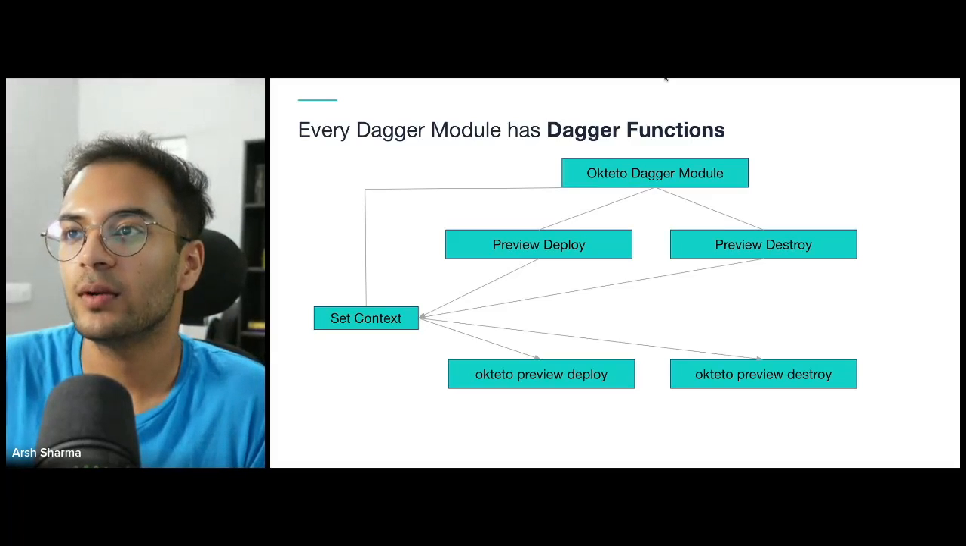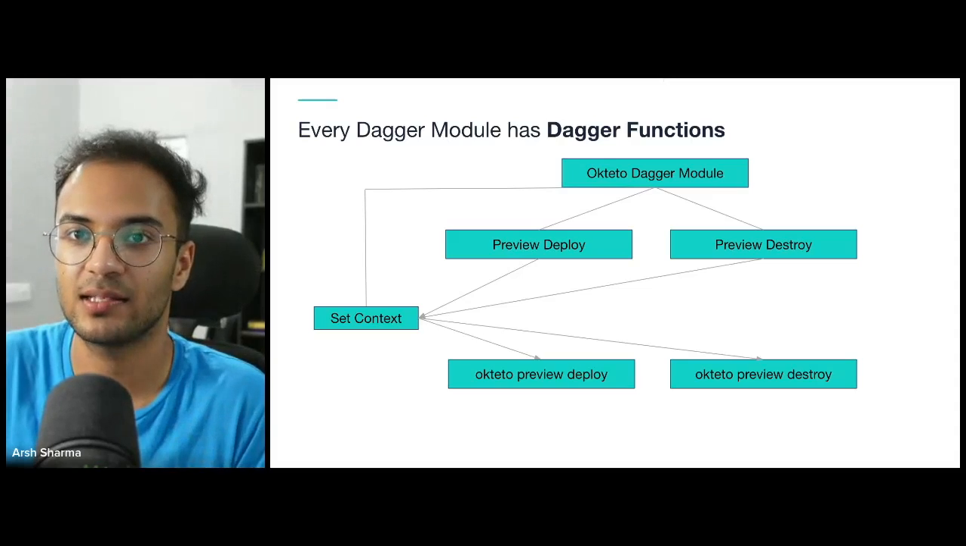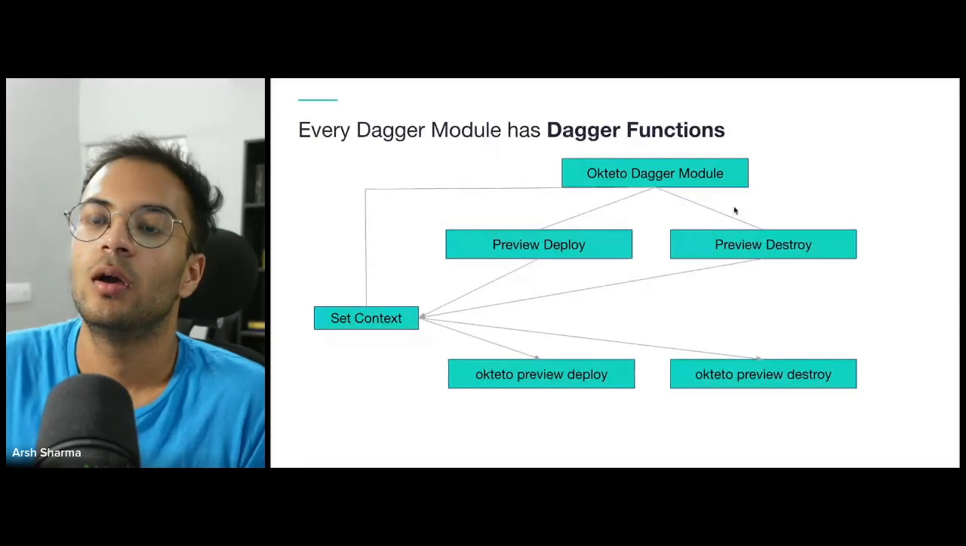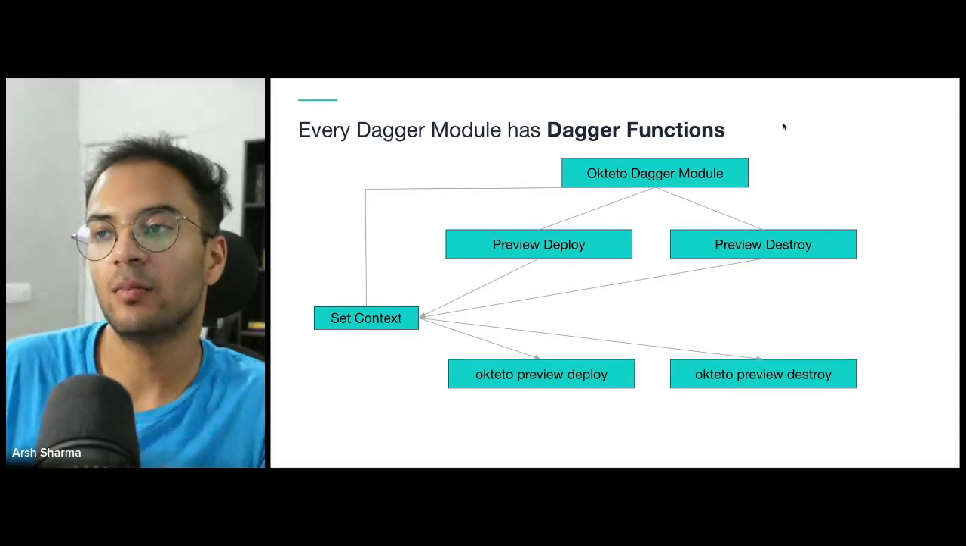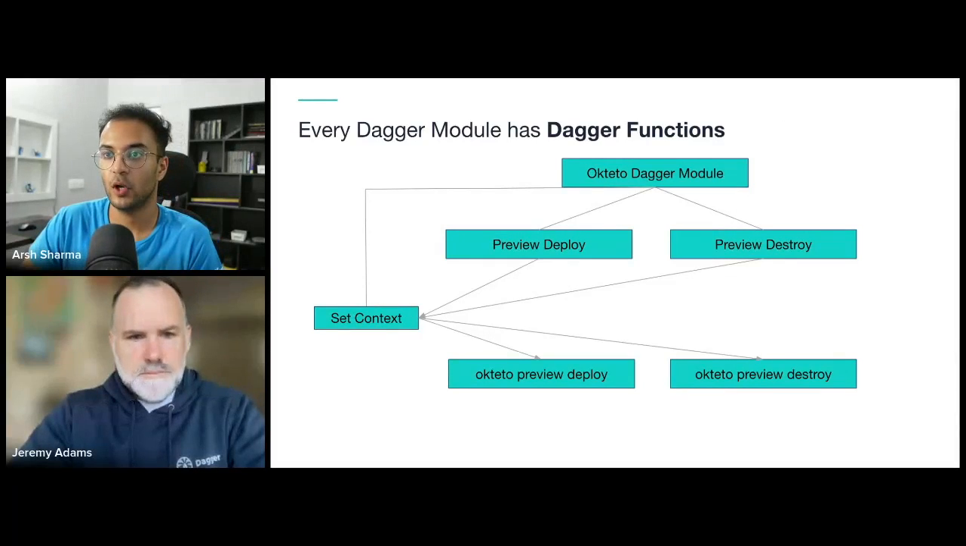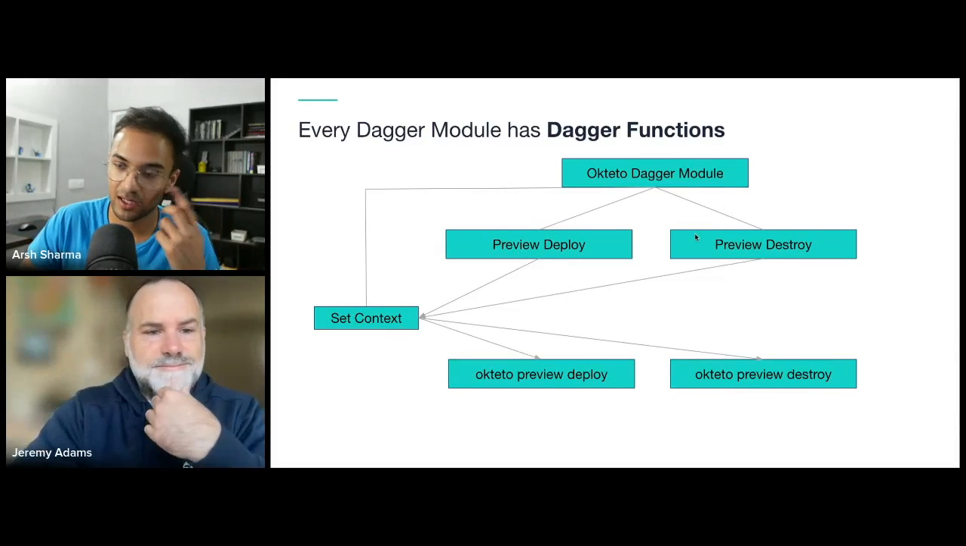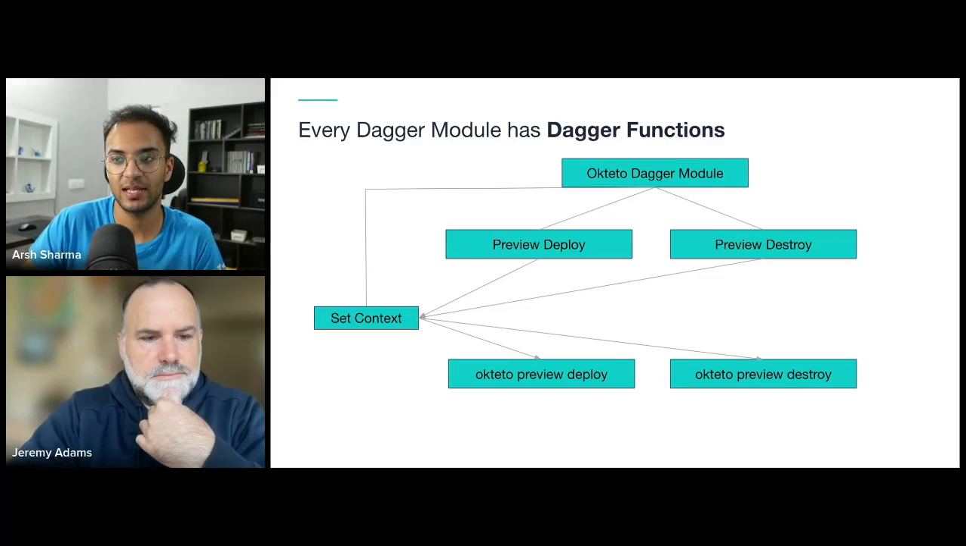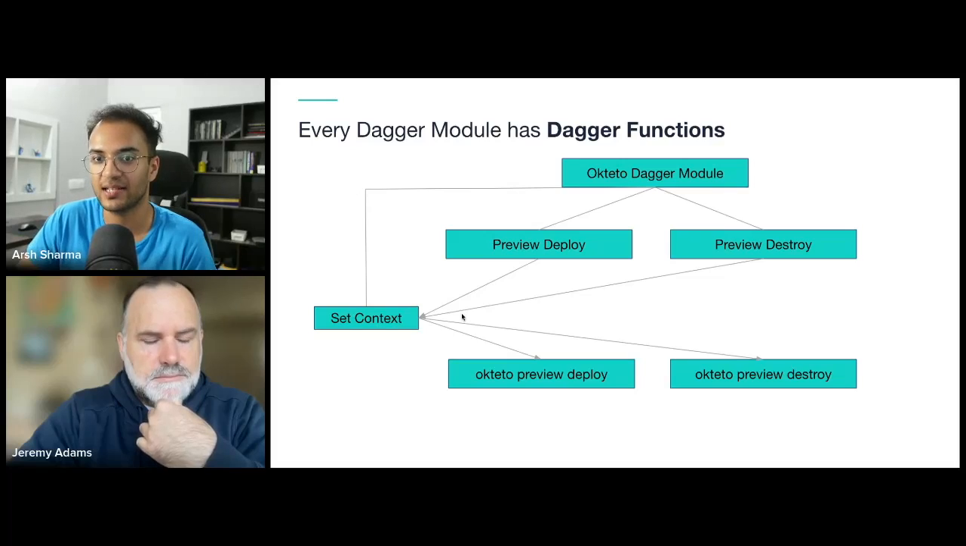So I want to talk about how, when I set out to create this Dagger module, how we structured it. So the Dagger module basically calls the Okteto CLI, and there are three main commands in the CLI which it leverages. One is the command to just talk to your Okteto instance, and that is called setting the context, so that it knows what Okteto instance you want to deploy your preview environments to. The other is the command to deploy preview environments and destroy them. So that's Okteto Preview Deploy and Okteto Preview Destroy.